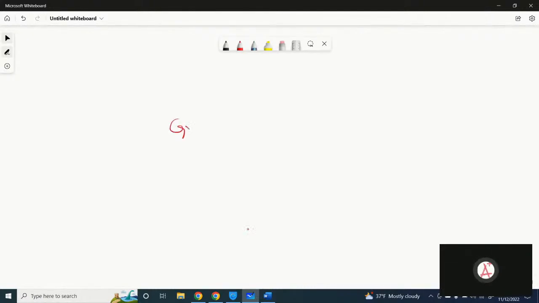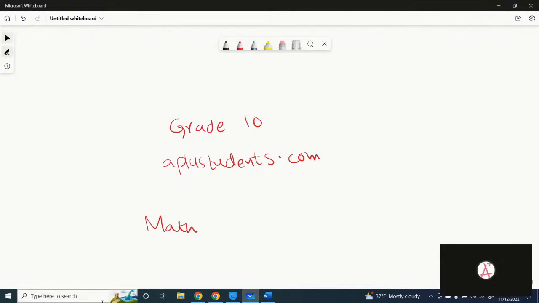So we're going to start with grade 10 maths. You can find all the lessons on aplusstudents.com. You have to log in there using your email address and password as provided by the administrator. Then you have to select math from the subject tab, then scroll down to grade 10 maths, and we're going to start with the topic chapter system of linear equations.